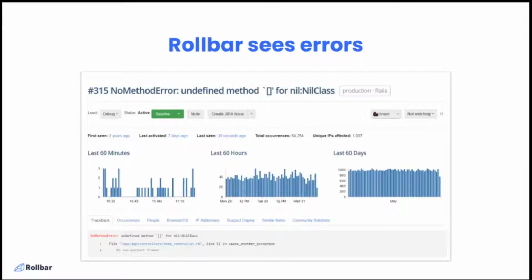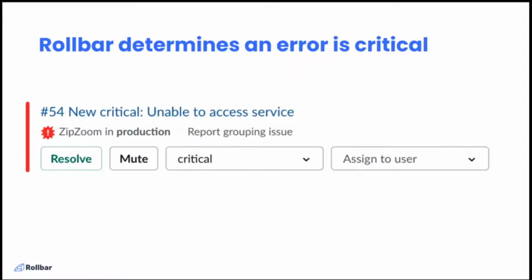Rollbar allows you to see your specific critical errors, and it even allows you to determine that an error is critical. Rollbar will classify the error. You can define in Rollbar specific types of errors that come through that would be labeled as critical. So if you have an exception being raised in your code because something is broken and people can't pay, or the system isn't working as it should, Rollbar can determine that.